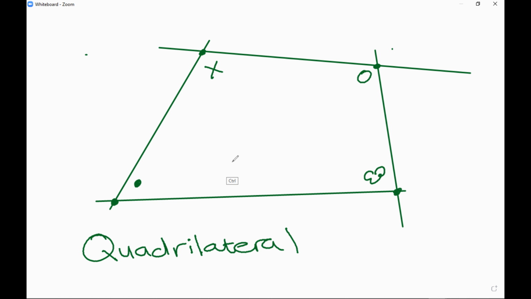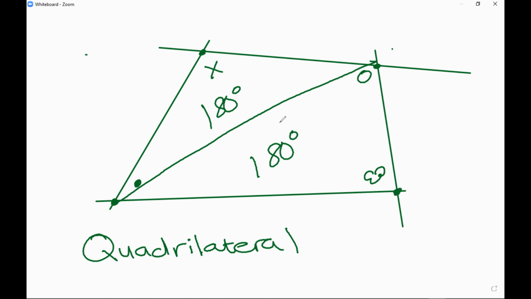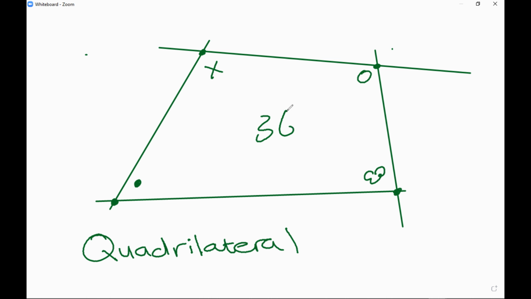360 degrees. Now, did you know you can divide this into two triangles? You can divide it into two triangles, 180 and 180. So two triangles add up to 360. So the whole thing, all of those angles add up to 360 degrees. Which means that if we are given certain values, let's say this is 90, let's say this is 100, let's say this is 120, and I want to find x. Calculate x. If it's 360 in total.